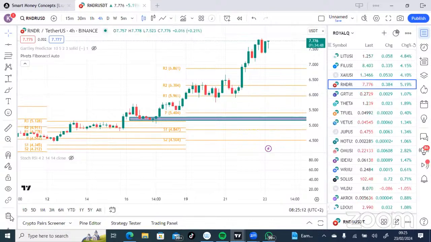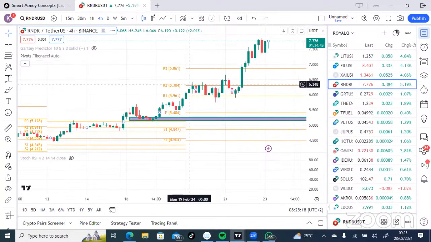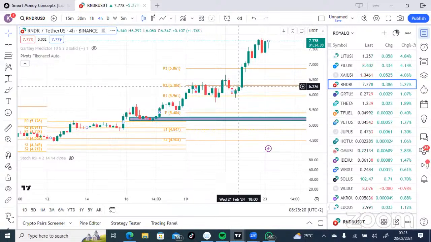Am I clear? For example, this is resistance. You enter at resistance 1, you get out at resistance 2. You enter again when it breaks resistance 2, you get out at resistance 3. Once it hits resistance 3, leave that coin. It is in the overbought area.